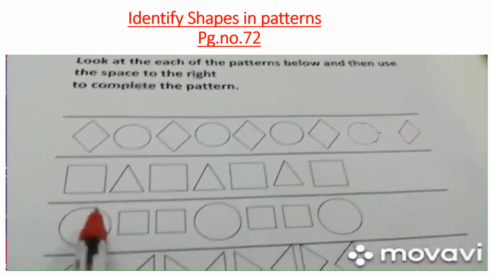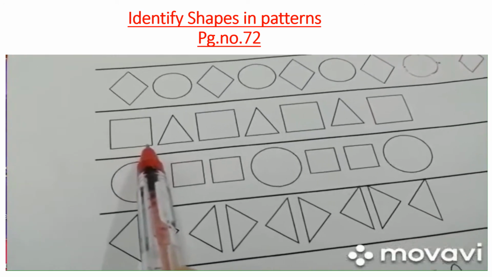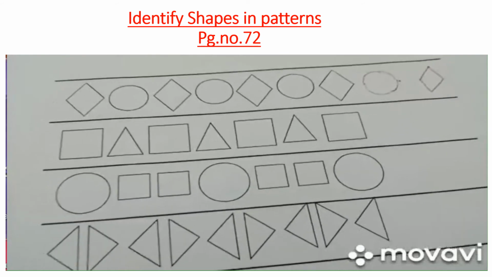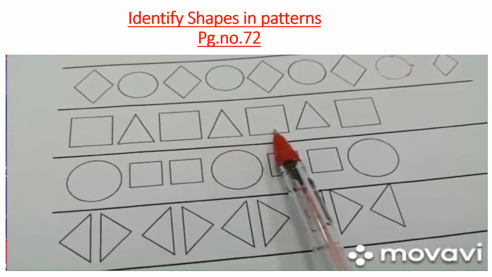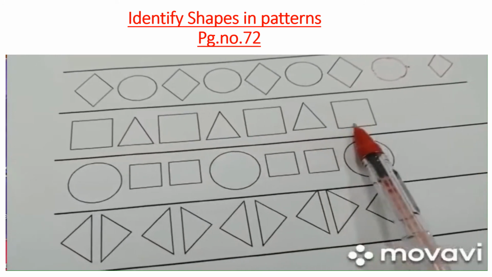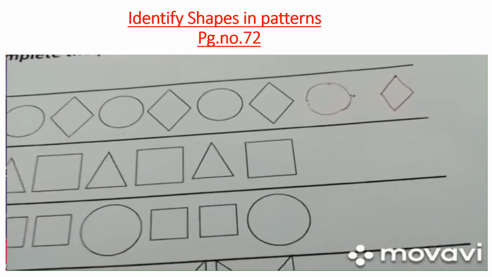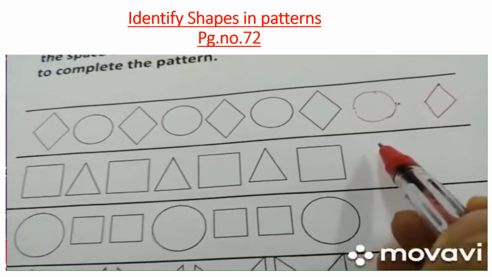Okay, so let's move to the next line. What is the shape here? Square. What is the next one? Triangle, square, triangle, square, triangle, square. So what should be the next one now? Yes, the next one should be again a triangle, isn't it?